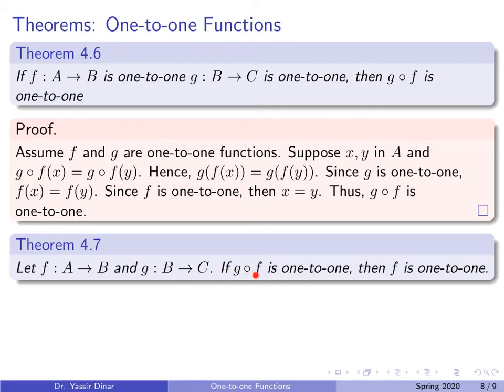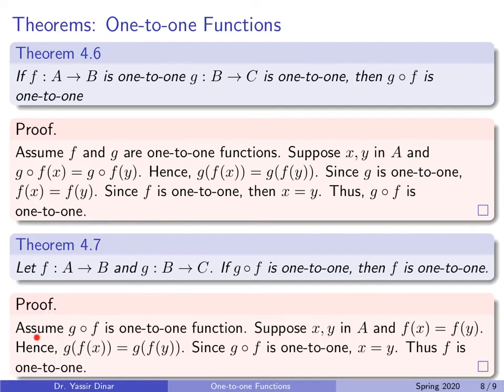We assume that g circle f is 1 to 1, and g circle f is a function from A to C. I want to find that f is 1 to 1 when f is a function from A to B. Now to prove that f is 1 to 1, I will take two elements in A and assume their images are equal under f, and try to prove that x is equal to y.